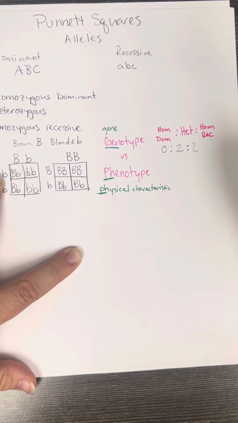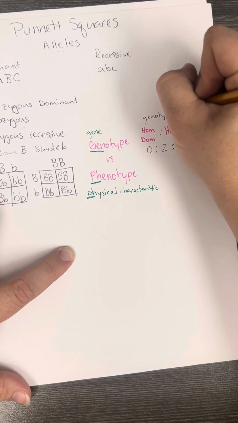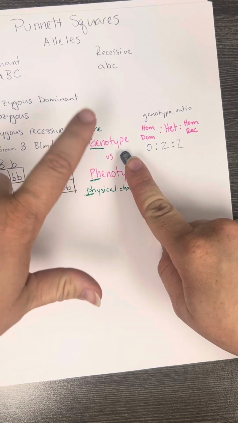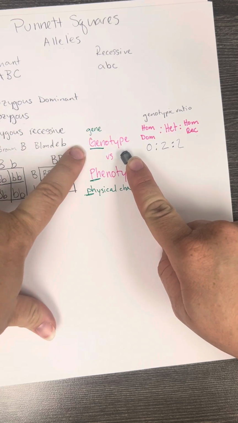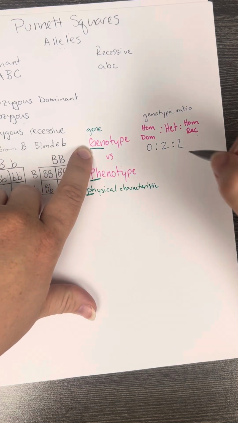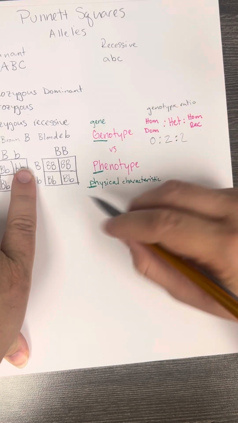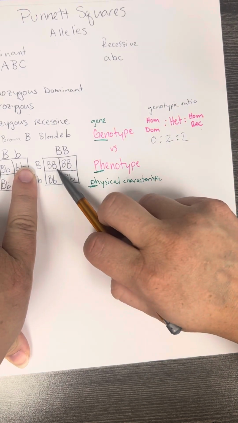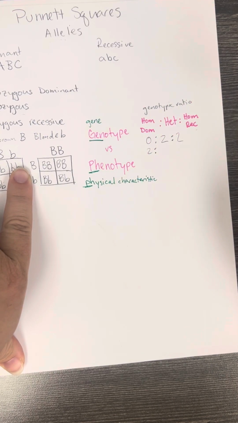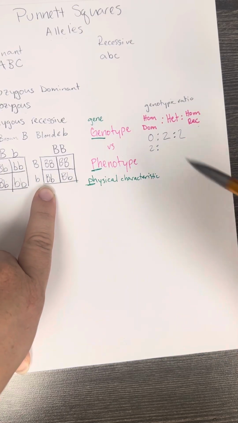So that would be my genotypic ratio, right? Now your genotype is just, am I homozygous dominant? Am I heterozygous? Am I homozygous recessive? That is what is the gene pairing, right? Let's see this other one, our second parent combo. So we have, how many homozygous dominant do I have? I have two that have two dominant alleles. How many heterozygous do I have? Awesome, I have two.